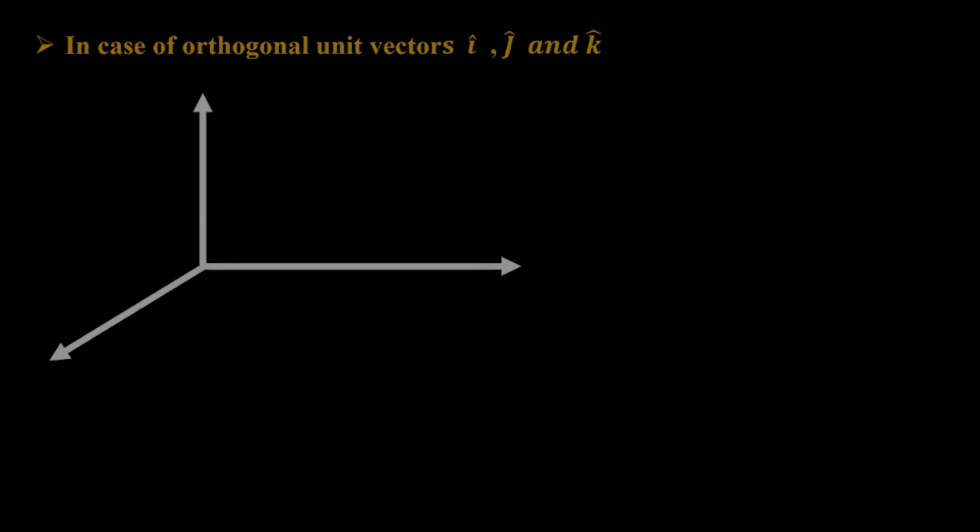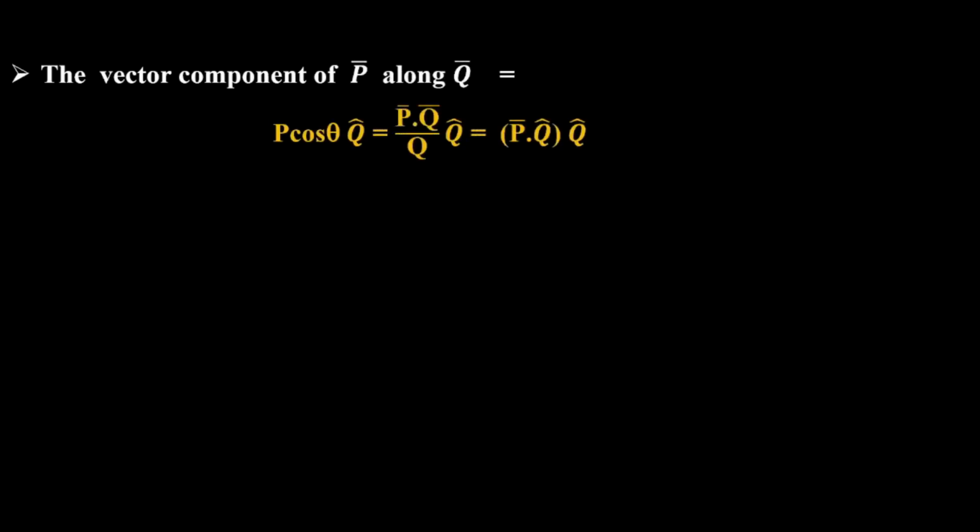Next, the component of vector P along vector Q. So how to find this one? Let me draw first the P vector and the Q vector here. Suppose this is our Q vector and this is our P vector.